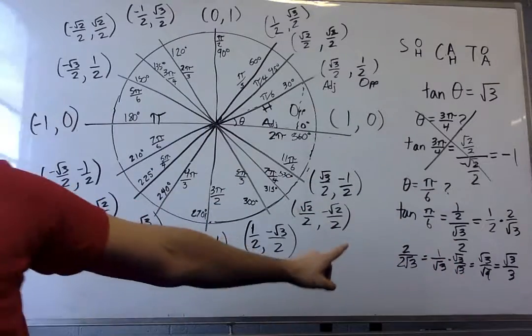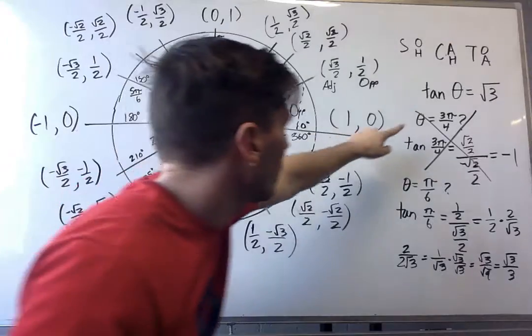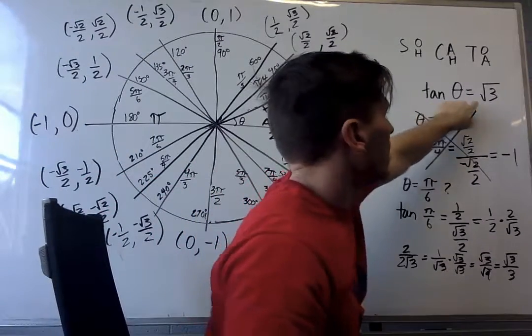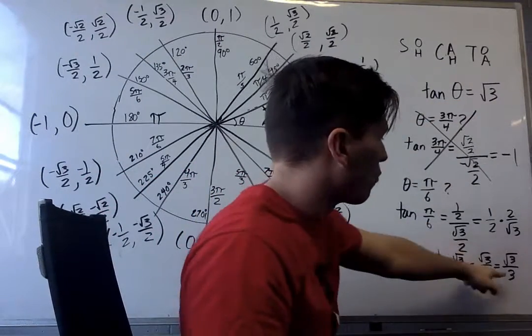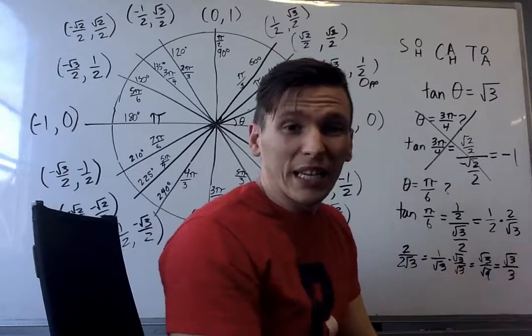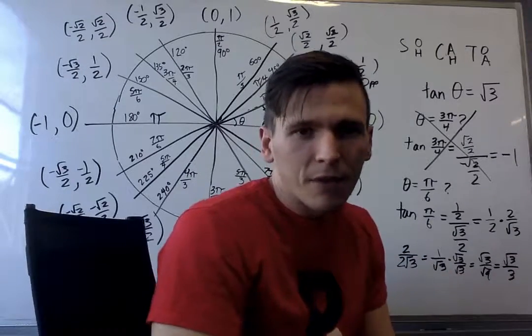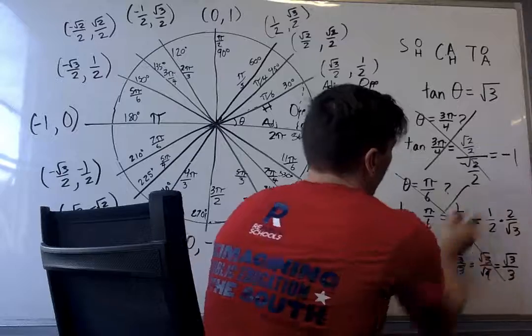I am for sure the closest I have been yet to the answer. I'm looking for a place where tangent of theta is equal to rad 3, and in this place I got rad 3 over 3. So I still didn't get an answer. See if you can figure it out. That's not right.